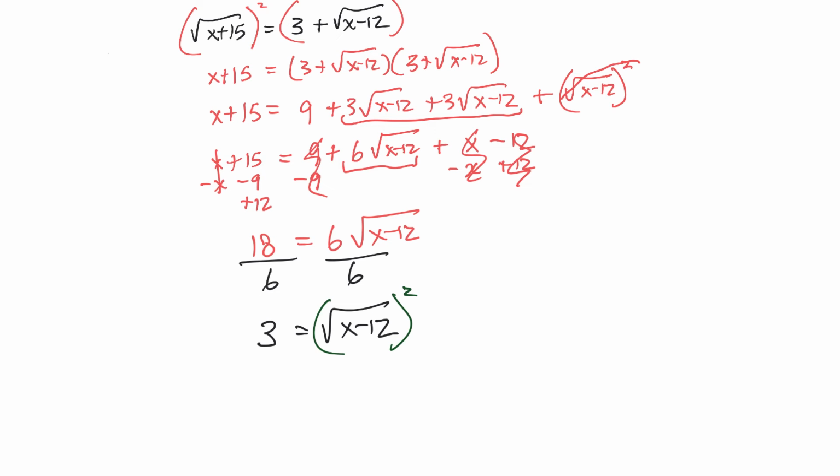Now we'll square to get rid of the radical. So I'll get 9 is equal to x minus 12. And then I'll add 12 to both sides, so I get 21.